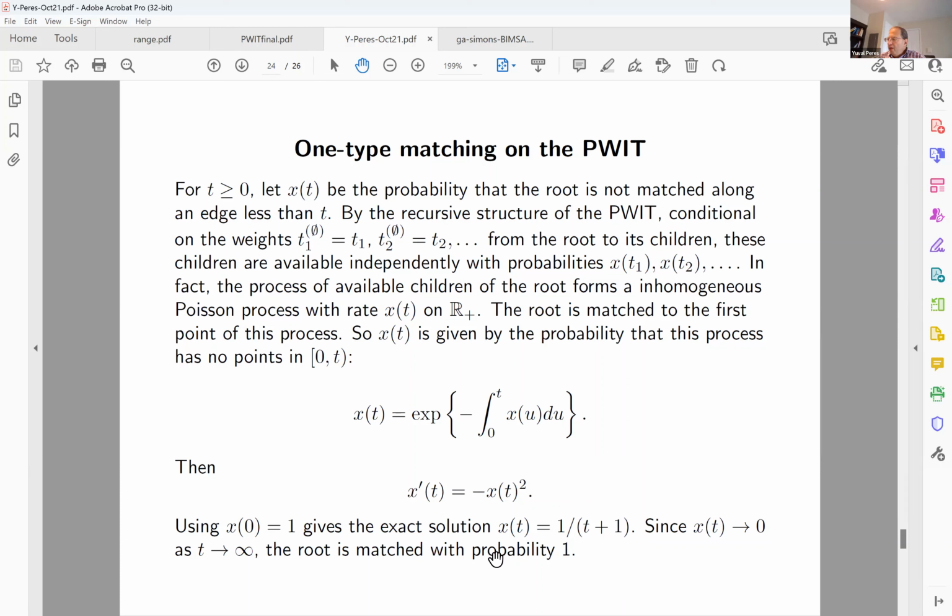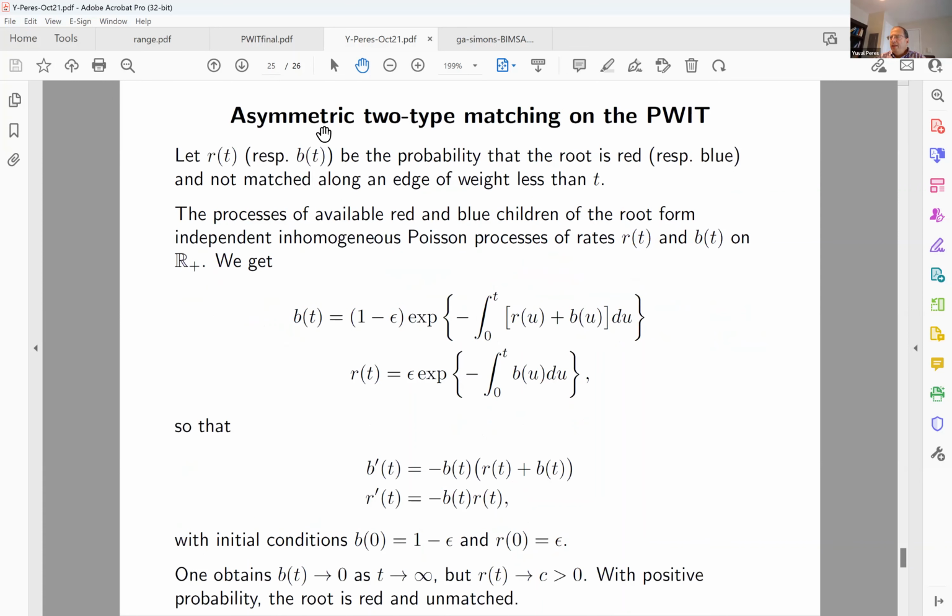In Euclidean space, which in that case is proved for all dimensions, they correspond to the tails 1 over t, or 1 over t plus 1, that doesn't matter, that we find in the PWIT. So this case is just reproving in an asymptotic form for high dimension a result that we already know for all dimensions. But that's because one-type matching is a very easy problem.